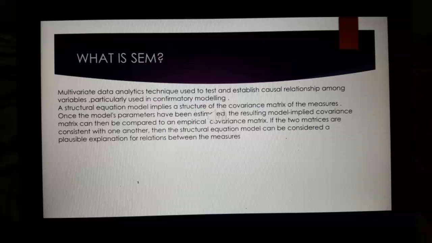Okay, so very first of all, let me give you all an overview of SEM. What exactly is SEM? SEM is a multivariate data analytic technique used to test and establish causal relationships among variables, particularly used in confirmatory modeling. It is a combination of factor analysis and multiple regression analysis, and it is used to analyze the structural relationship between observed variables and latent variables. By using SEM, we can test a lot of relationships at once rather than one regression at a time.